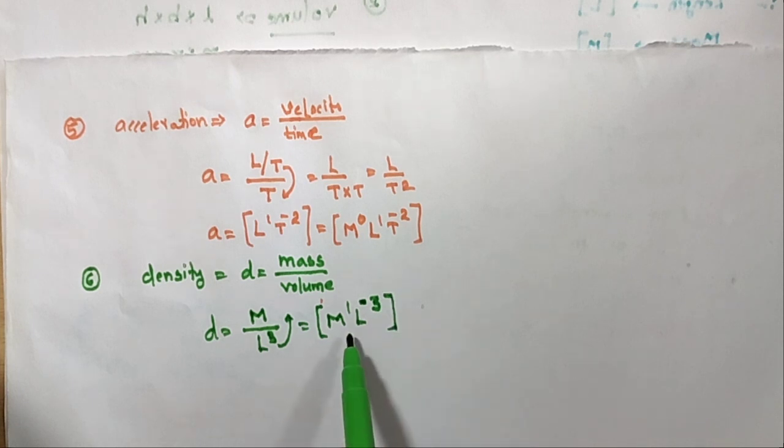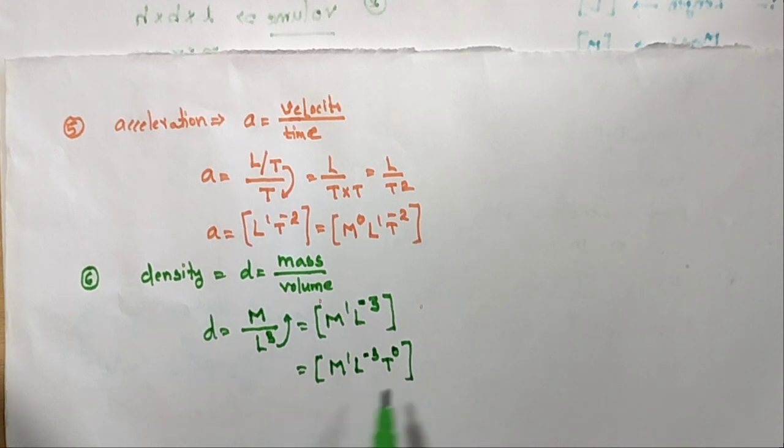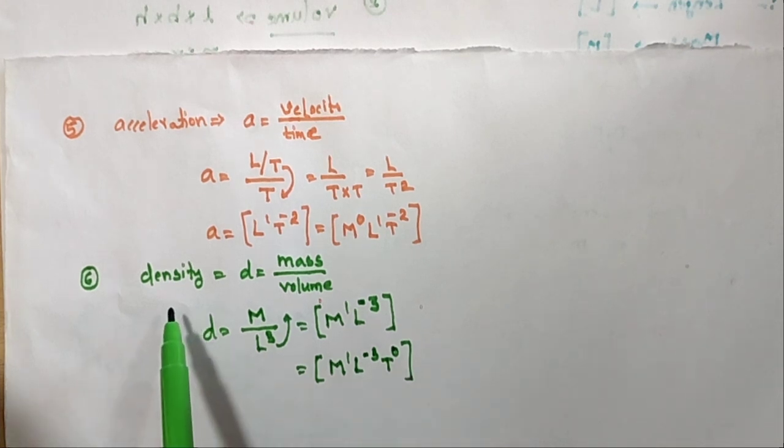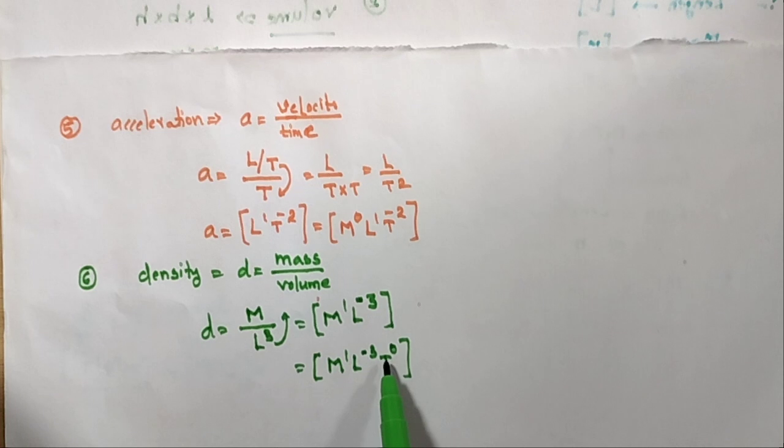But in this one, is there a t value? No. So you can write in MLT form M power 1, L power minus 3, t power 0. This is the complete dimensional formula. What is the density? The density is equal to M1 L power minus 3 t power 0.